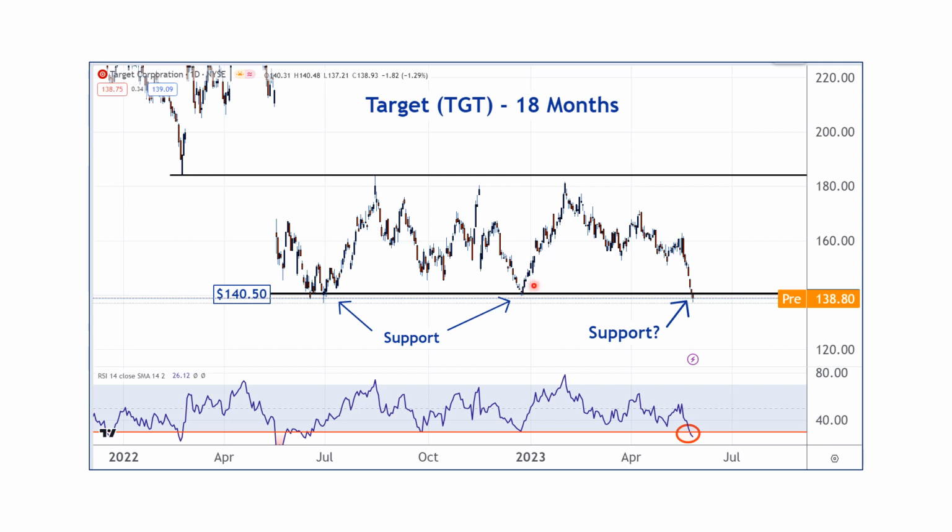The vast majority of moves in the market are due to investor psychology, and that's it. It's not due to the news, whatever they're saying on CNBC or whatever. All right, it's investor psychology.